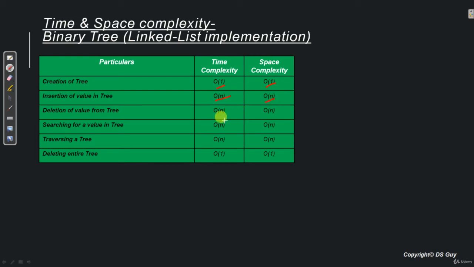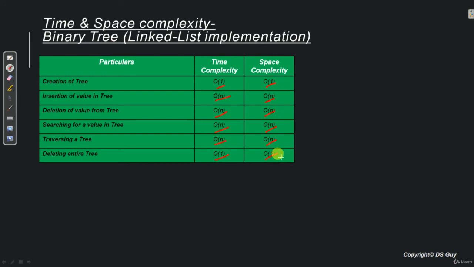Same thing for deletion. When we are doing a deletion, the time complexity is O(n) and space complexity is also O(n), because we were using a queue for all the traversals. Searching operation again will take O(n) time and O(n) space complexity. Traversing a tree took O(n) and O(n) space complexity. And finally, deleting the entire tree took O(1) time and space complexity was O(1).